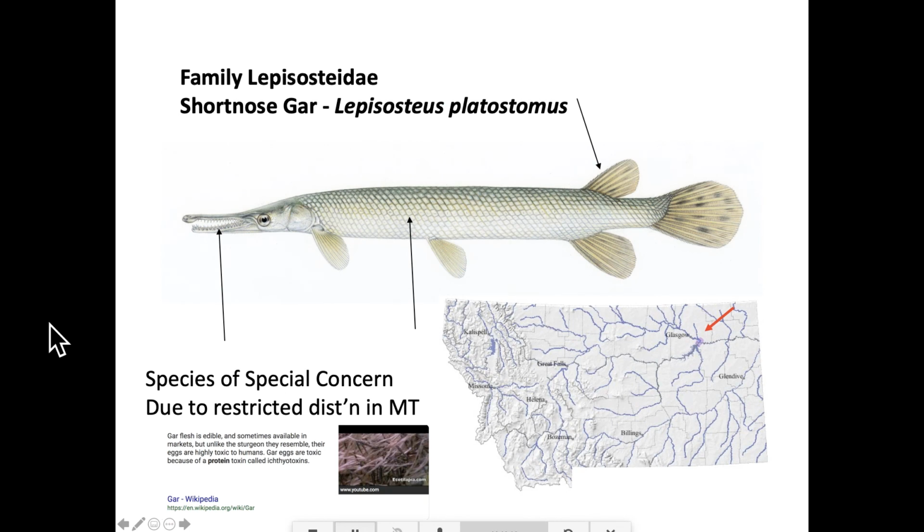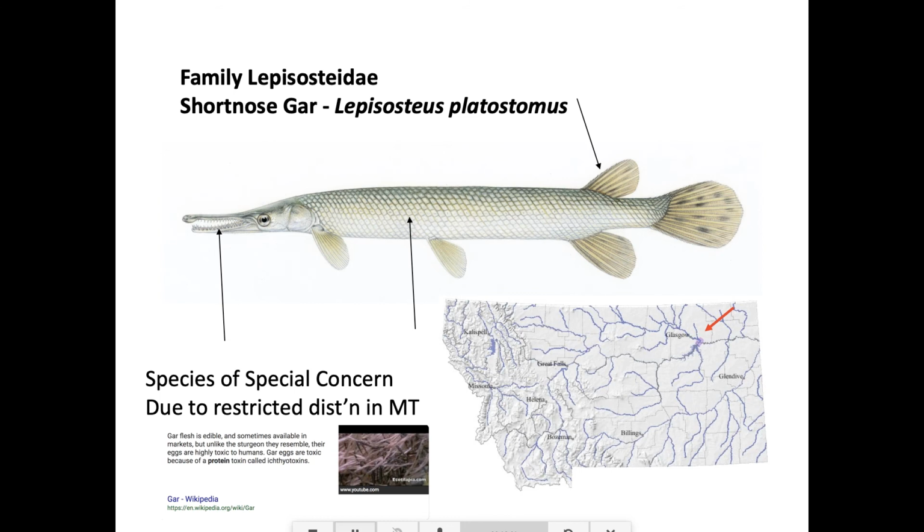Finally, we have the gar, family Lepisosteidae. In Montana, we have the short-nosed gar, which is here, located right below Fort Peck Reservoir. They are a species of special concern due to their restricted distribution in Montana. You'll want to read textbook section 16.7 to learn more about gar, and also be sure to look at specimen 3.11.